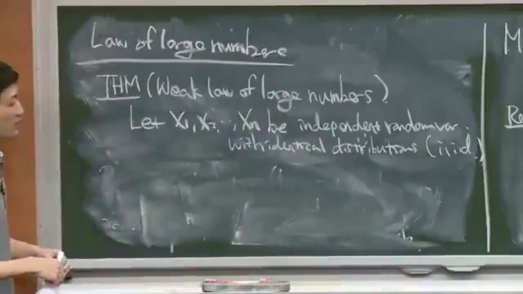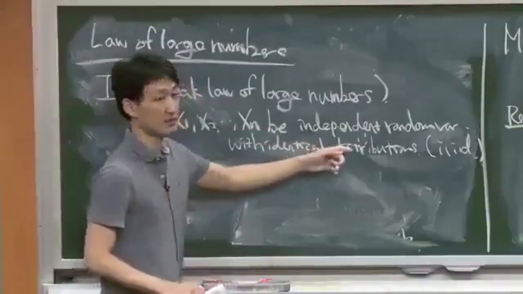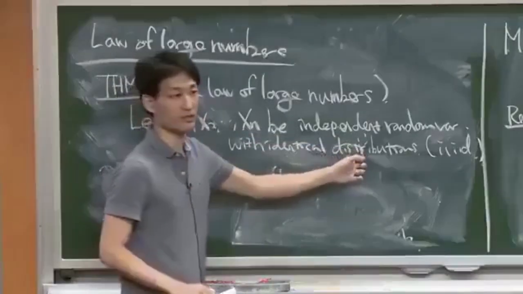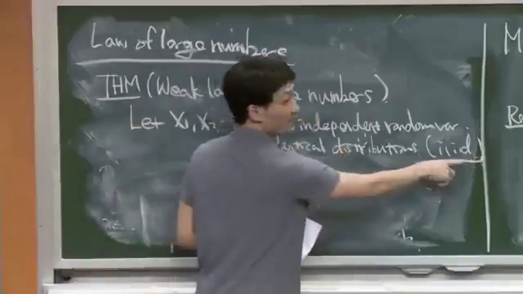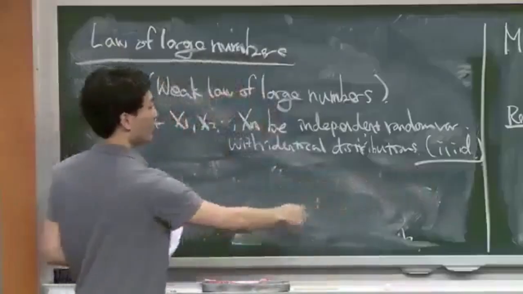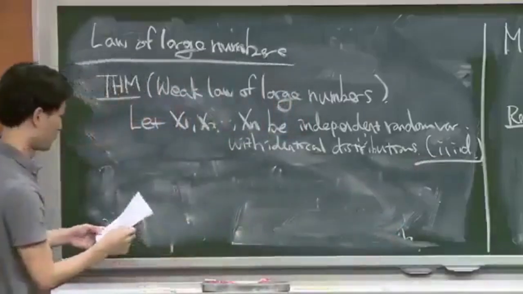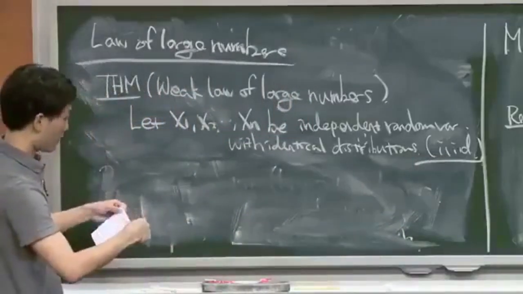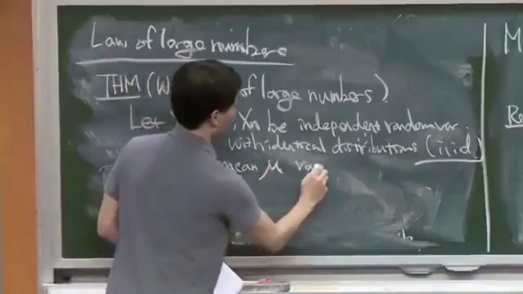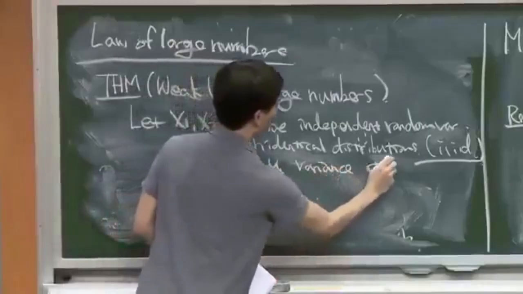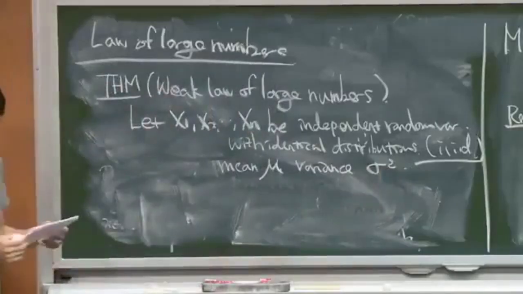Okay, so now we're talking about large-scale behavior. Let X1 up to Xn be independent random variables with identical distribution. We don't really know what the distribution is, but we know that they're all the same. In short, I'll just refer to this condition as IID random variables later. Independent, identically distributed random variables. And let the mean be mu, variance be sigma squared.